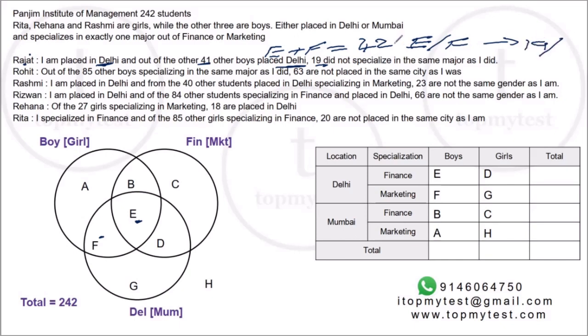The other should be 42 minus 19, which is 23. So one of it is 19, the other will be 23.